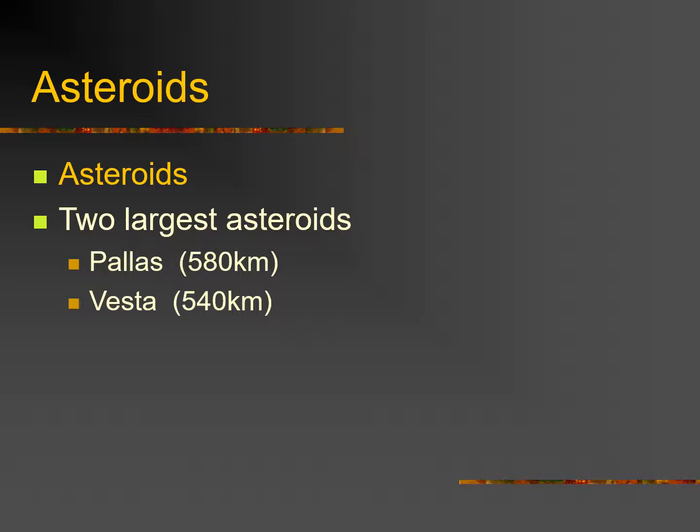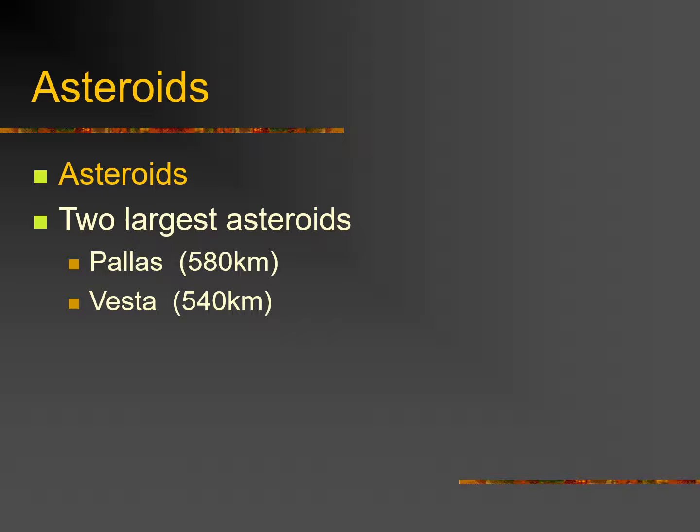The two largest asteroids in the asteroid belt are called Pallas and Vesta. Ceres used to be the largest asteroid before it was reclassified as a dwarf planet. Ceres has a diameter of about 940 kilometers, which gives it a spherical shape. Just to give you an eyeball figure on that, it's equivalent to about 584 miles.